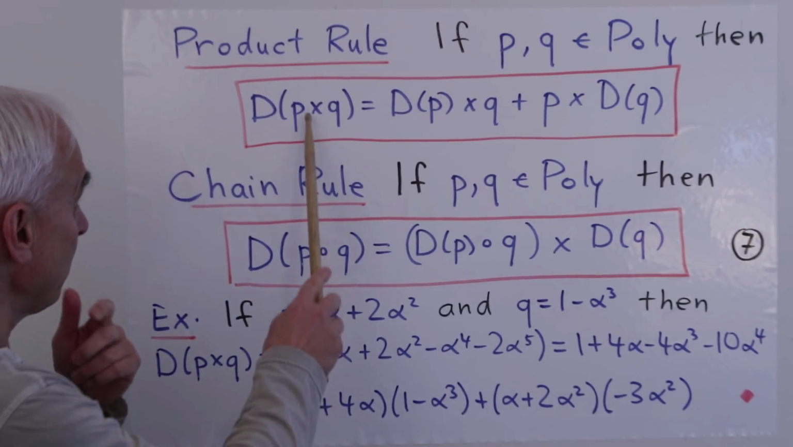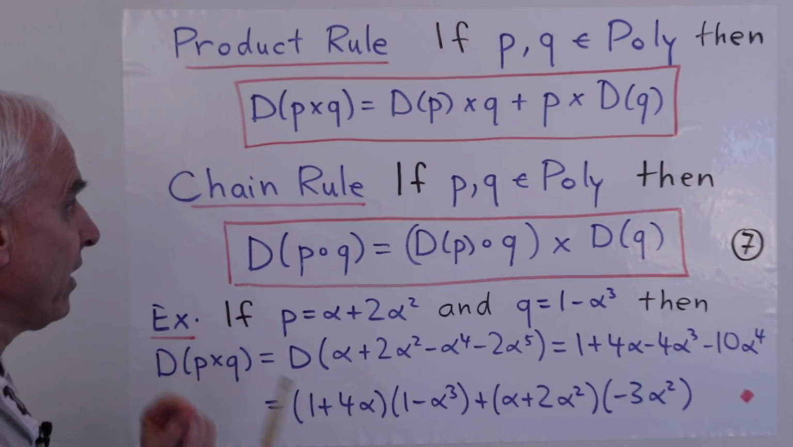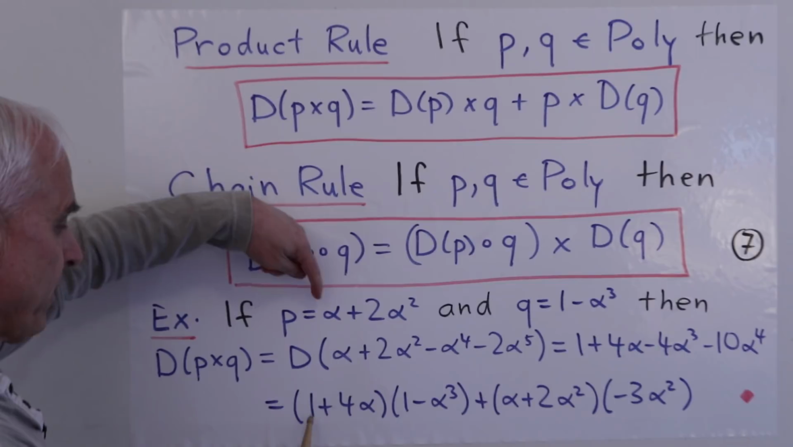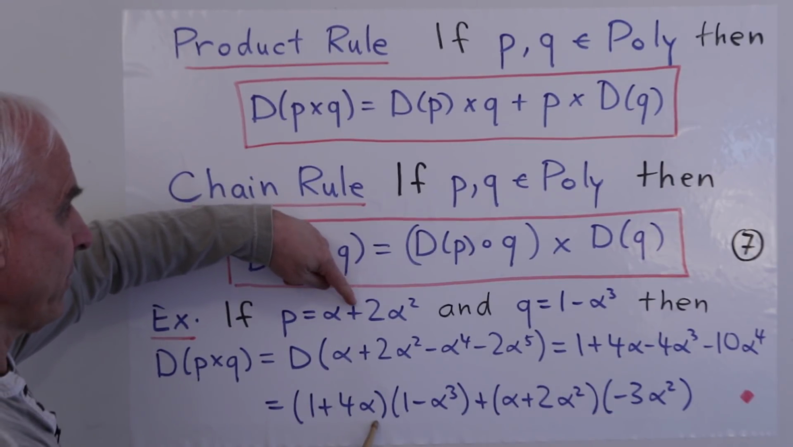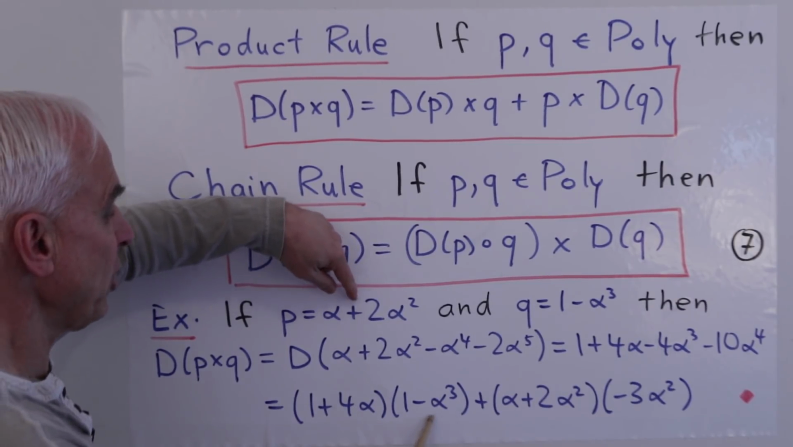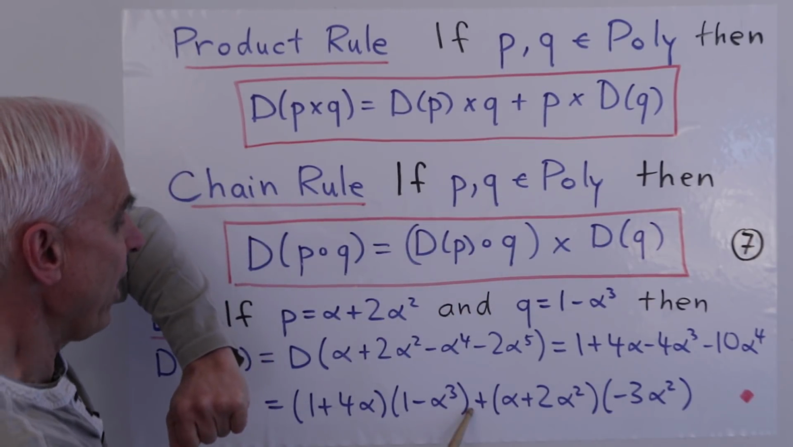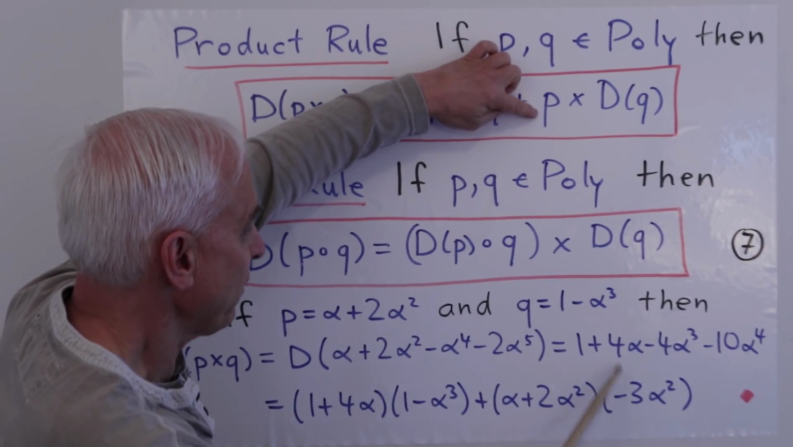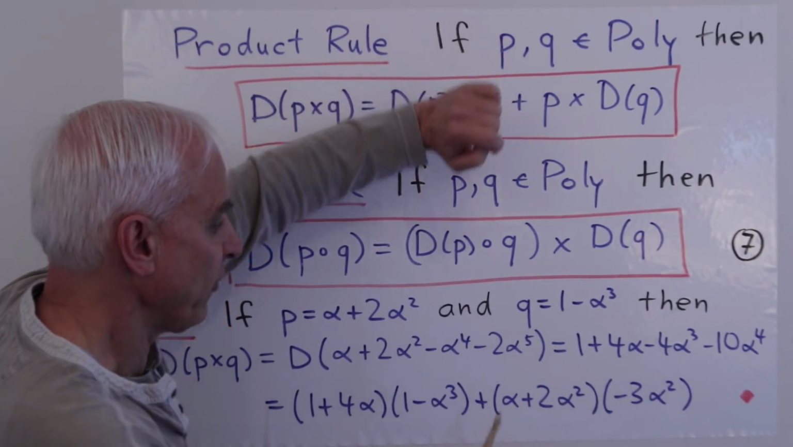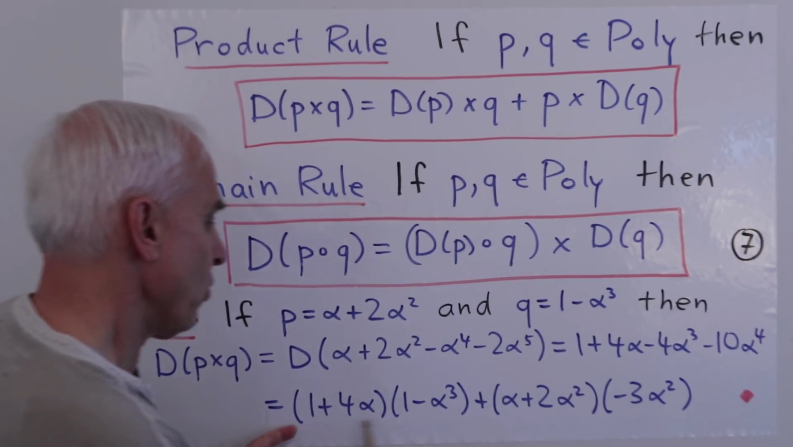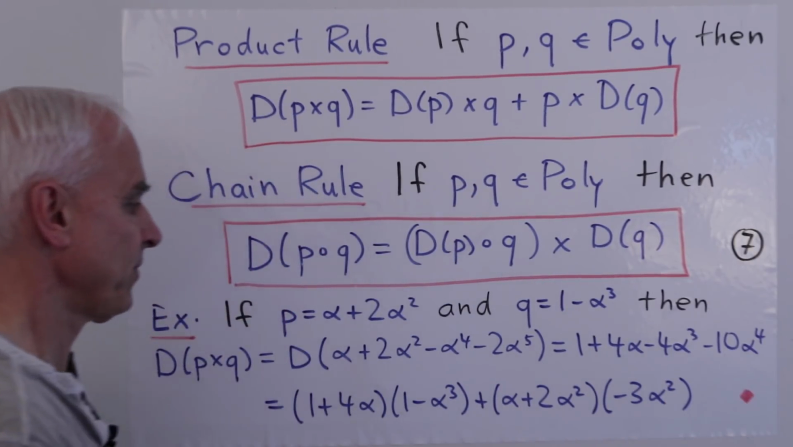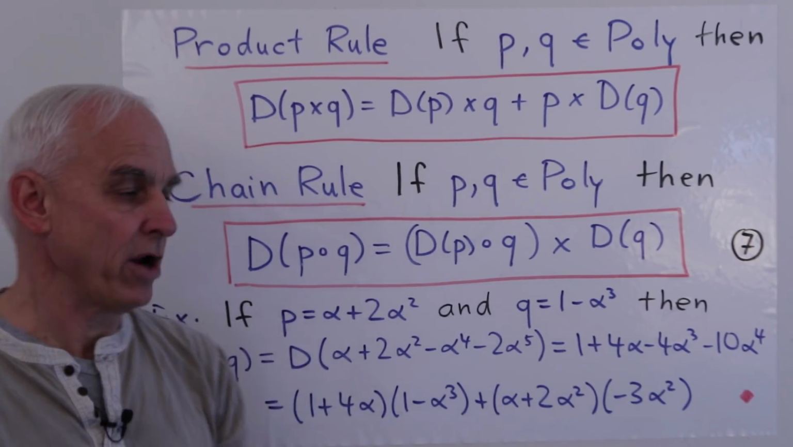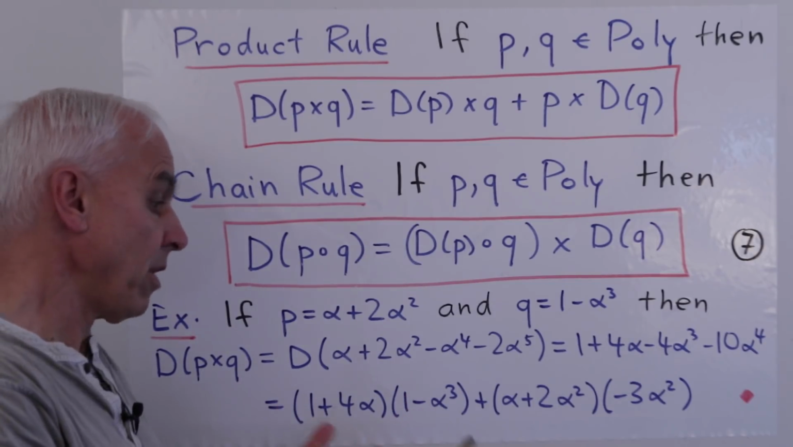Okay, and the product rule says that this ought to be the same as the derivative of p. There's p, there's its derivative, 1 plus 4 alpha, times q, plus p times the derivative of q. The derivative of q is minus 3 alpha squared. So the claim is when you expand this out, you get exactly this. And I'll leave it to you to check if that's actually true. That's an illustration of the product rule on polynumbers.